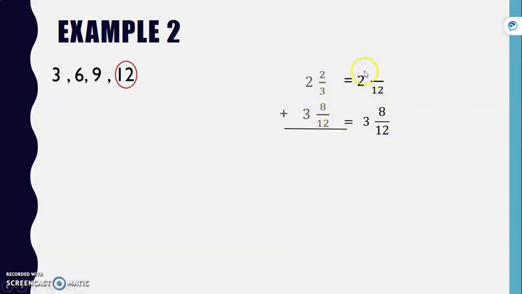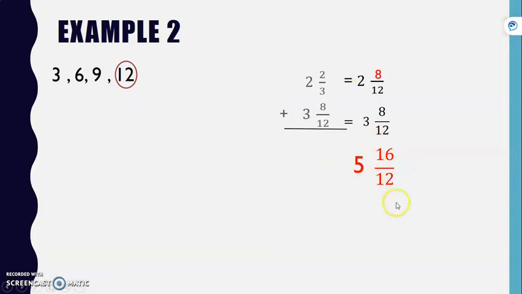I do not do anything with the whole number, just working with the fraction. So 3 times 4 makes 12. So 2 times 4 makes 8. All right, so now, once again, we're going to add the two fractions, and we're going to add the numerators together. So 8 plus 8 makes 16. And the denominator is 12. That stays the same. Now we add the two whole numbers. 2 plus 3 is 5.